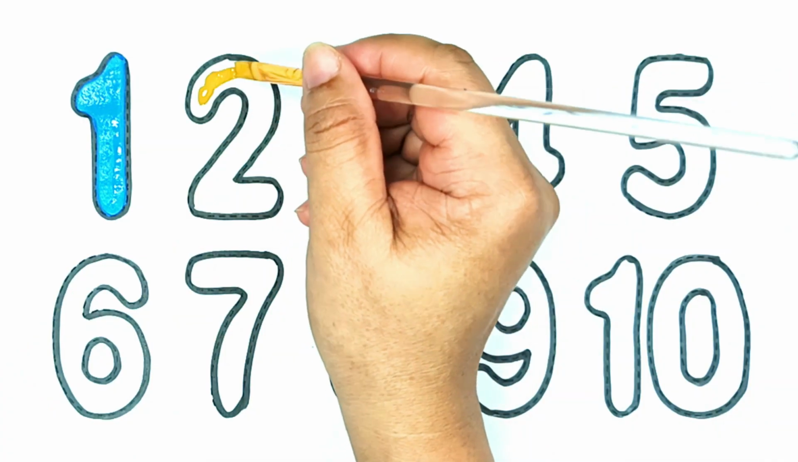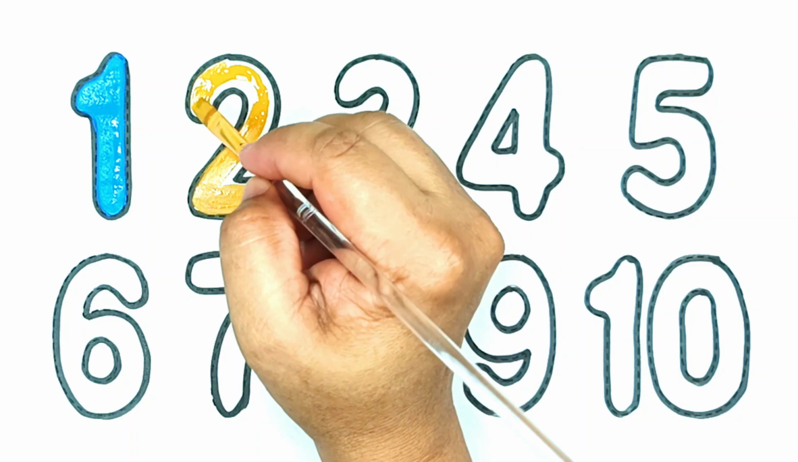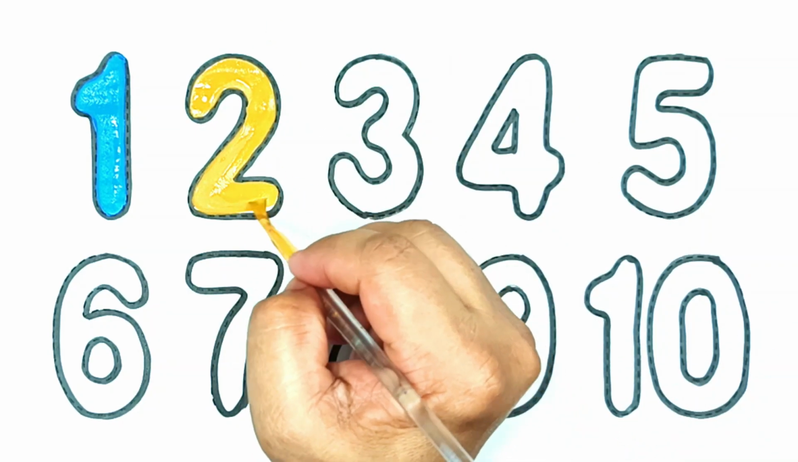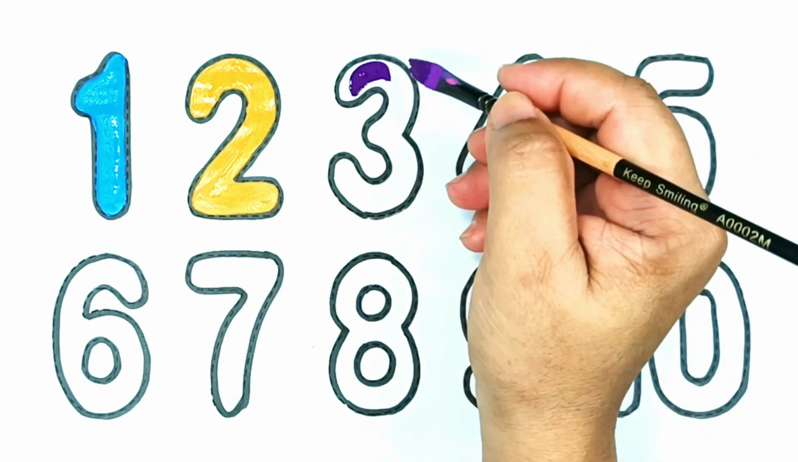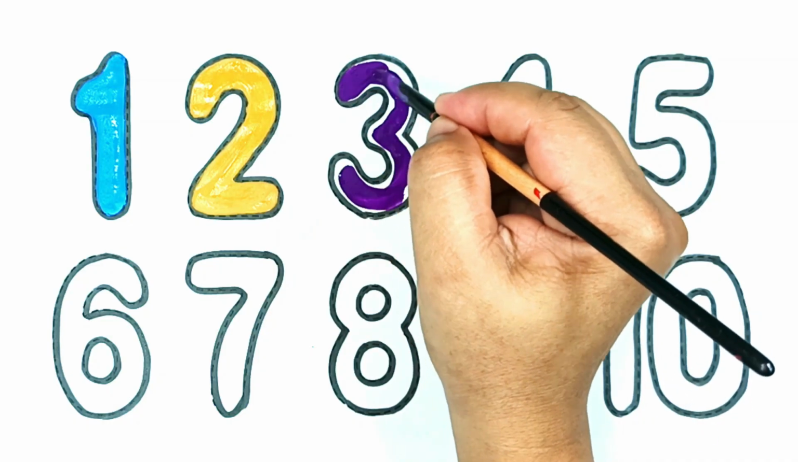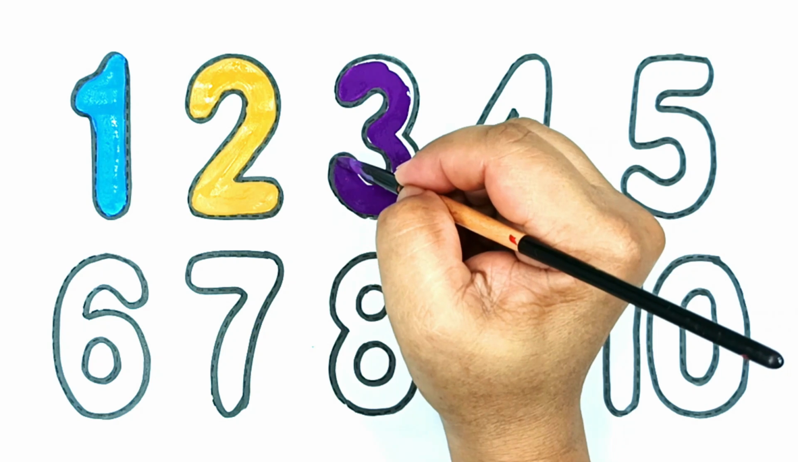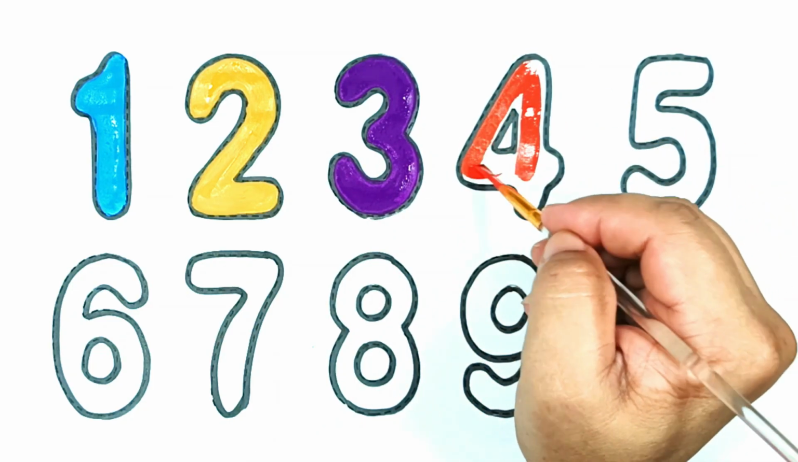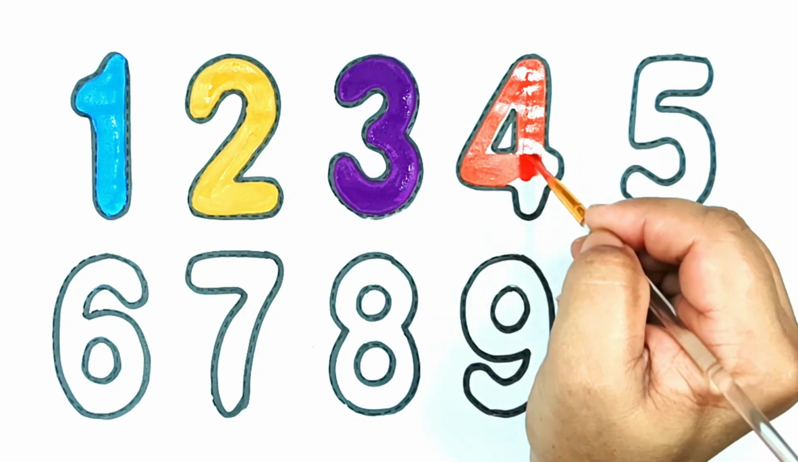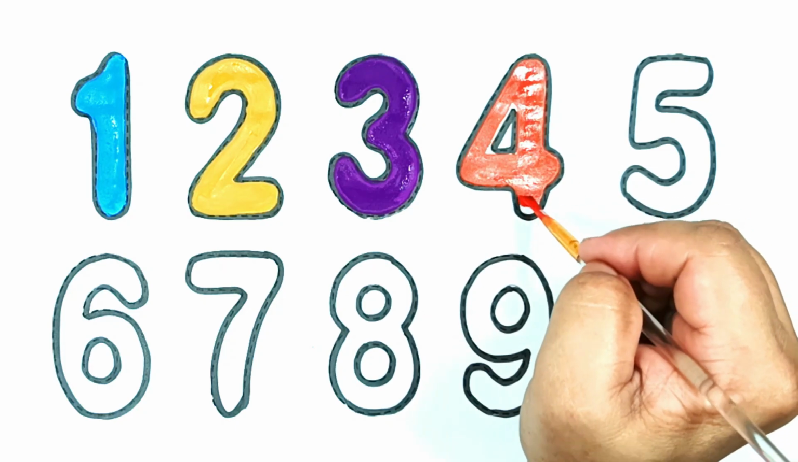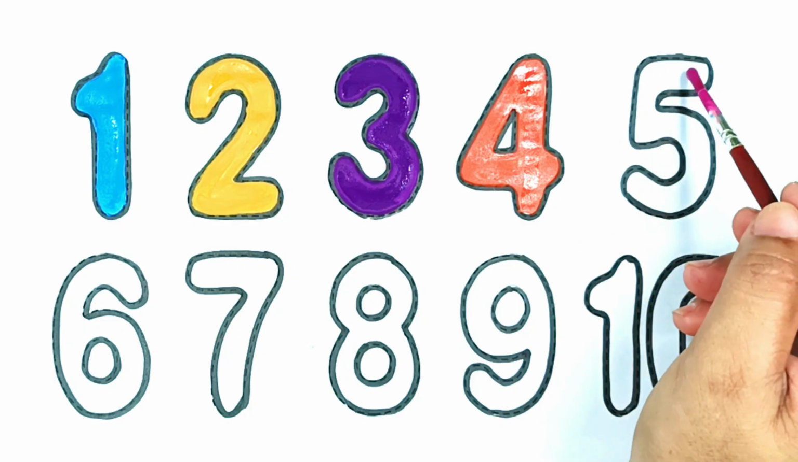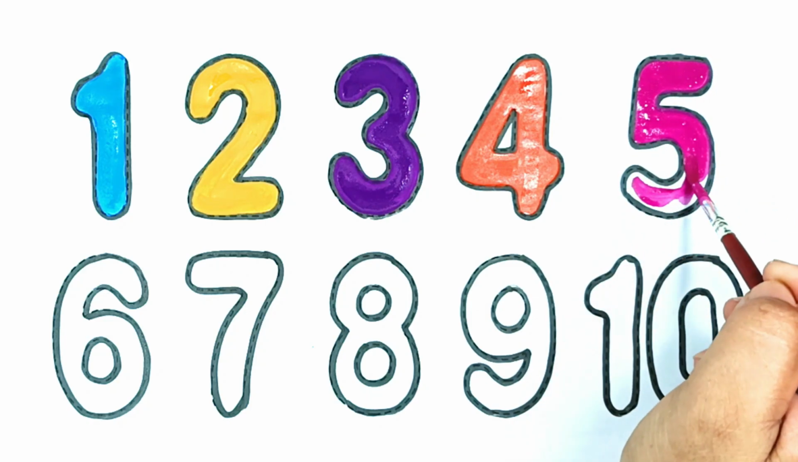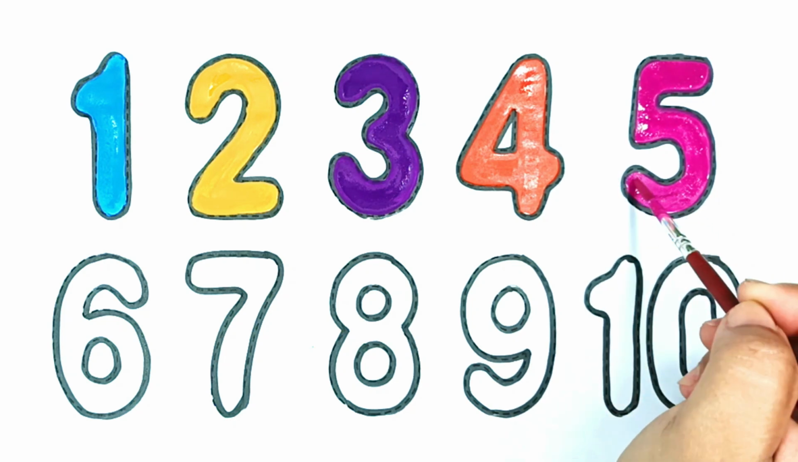1 cat sleeps. 2 birds fly. 3 dogs play. 4 cars go. 5 flowers bloom.